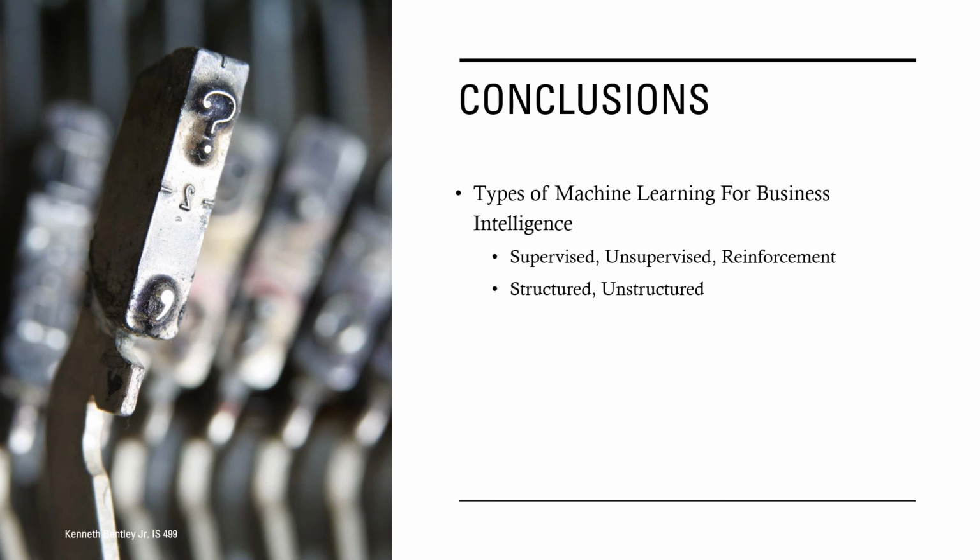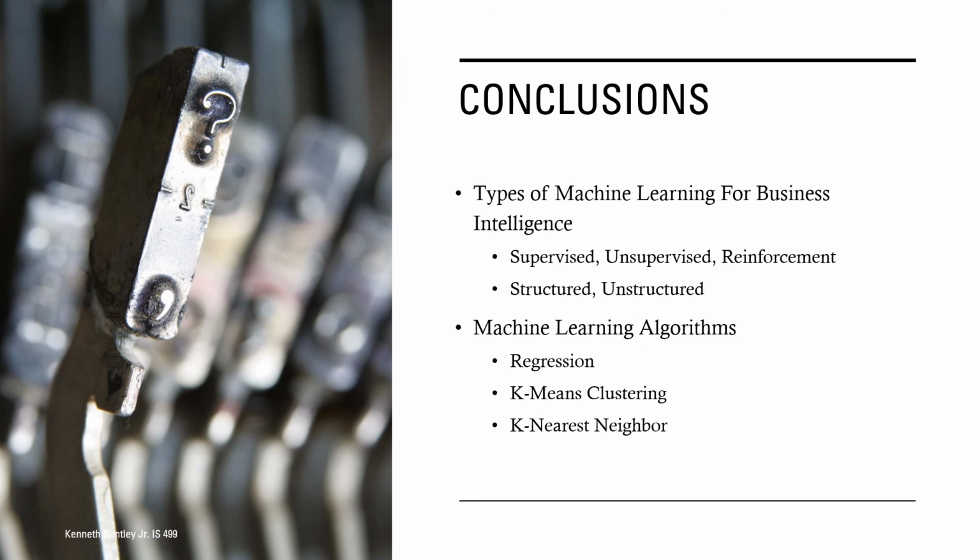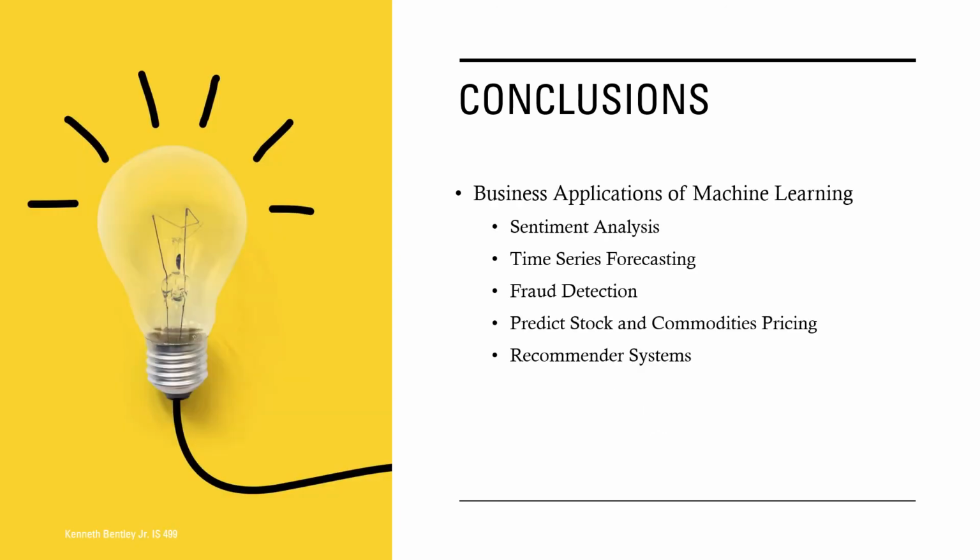Three algorithms that analysts use to analyze business data are regression algorithms for supervised learning, k-means clustering algorithms for unsupervised learning, and k-nearest neighbor algorithms for reinforcement learning. The sentiment analysis example showed how analysts could use supervised machine learning to gain further insights in the dataset. Supervised learning is also used to make managerial accounting decisions with time series forecasting.